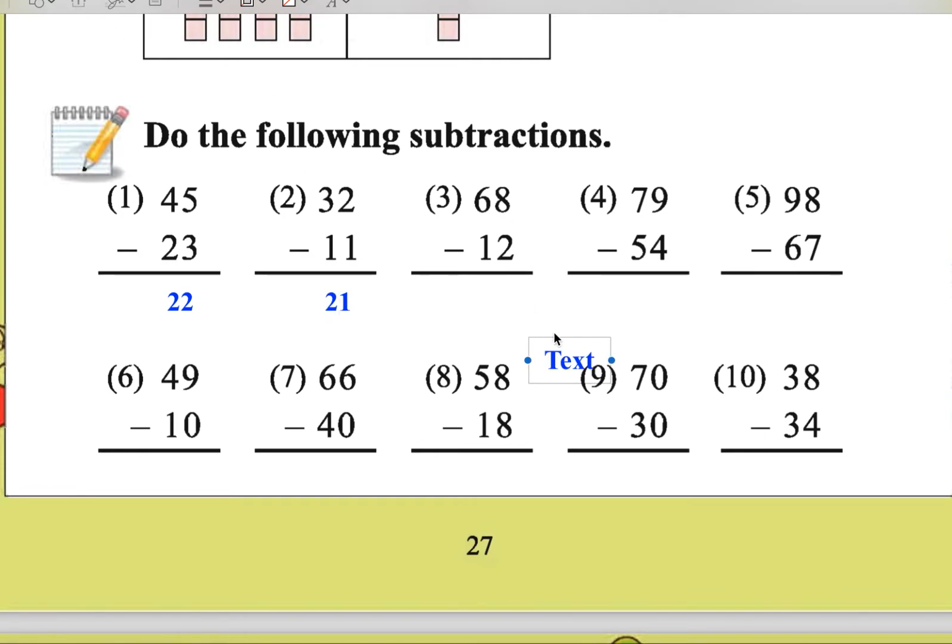So always proceed from the right, the rightmost, that is ones place. 8 minus 2 is 6, 6 minus 1 is 5. So 9 minus 4 is 5, 7 minus 5 is 2, 25. Then 8 minus 7 is 1, 9 minus 6 is 3. Again in ones place, 9 minus 0 is 9, 4 minus 1 is 3, so 39.